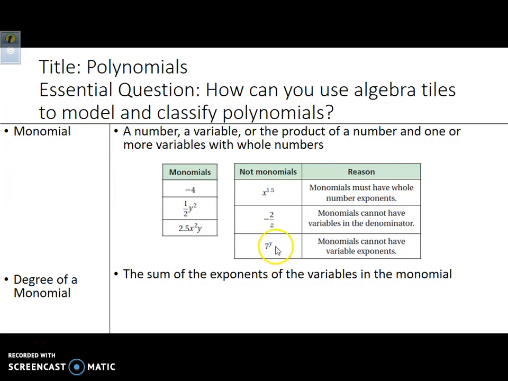Okay, so we're no longer talking about exponent form here. We're not talking about an exponential function. This is the start of our new unit, our new function that we're going to learn about. And the degree of a monomial is how we classify them. It's how we describe them. That's the sum of the exponents of the variables in the monomial. Don't worry, I have examples.